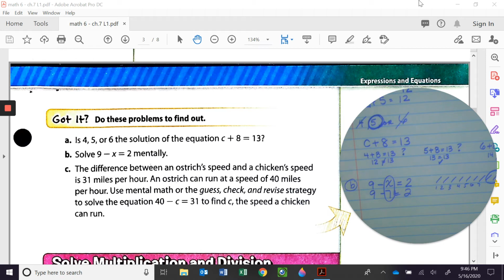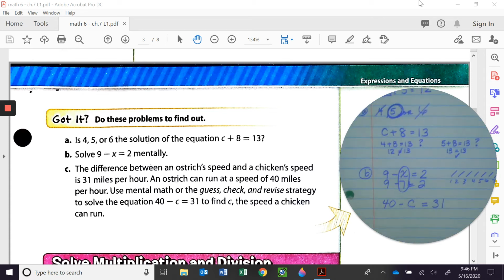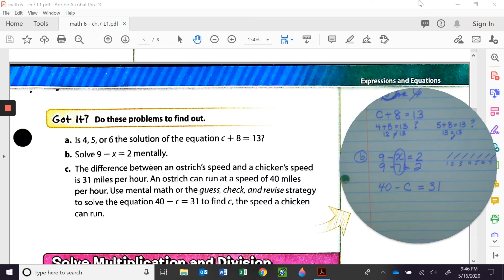Okay. The difference between an ostrich's speed and a chicken's speed is 31 miles per hour. An ostrich can run at a speed of 40 miles per hour. Use mental math or the guess, check, and revise strategy to solve. So we have 40 take away c equals 31. So we need to figure out what c is. All right, so if I have 40 and I need to get to 31, so 40, 39, 38, 37, 36, 35, 34, 33, 32, and 31.